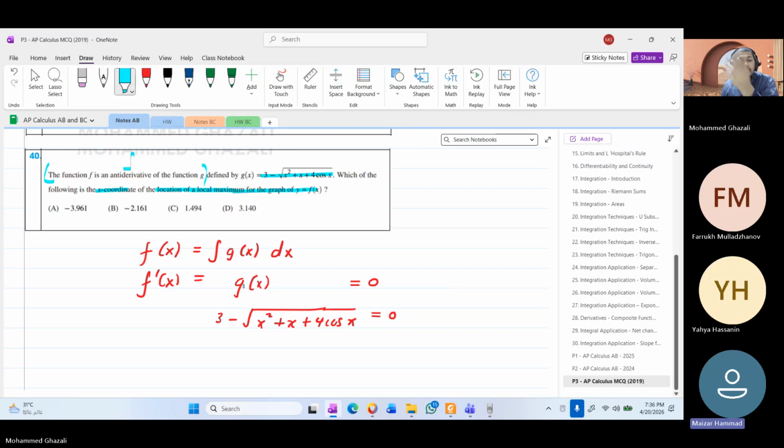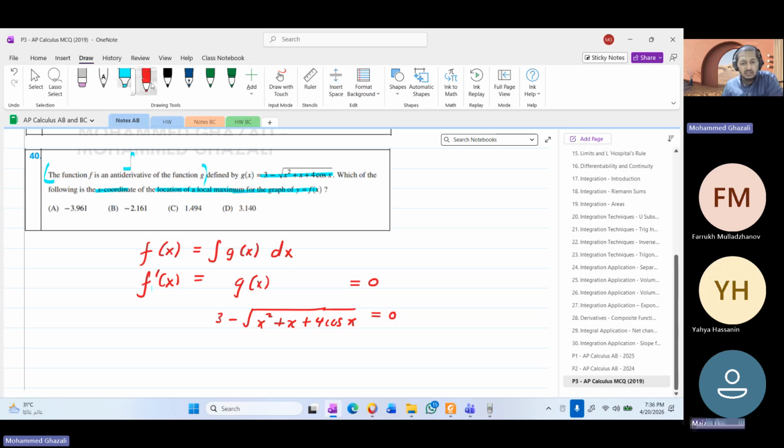How do you find a minimum or maximum? You have to set f prime of x equal to 0. So what is f prime of x? You're not integrating g of x, you are differentiating the integral. Because you're finding f prime of x, it's d dx of the integral of g of x dx, which is just g of x. Okay, excellent.